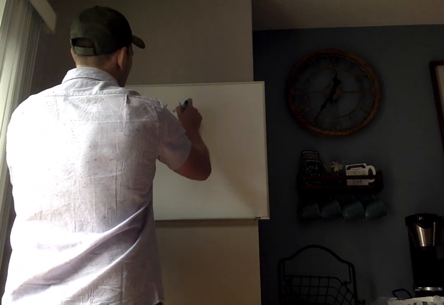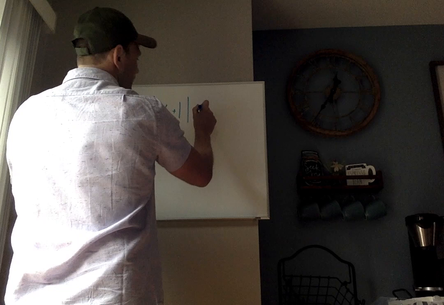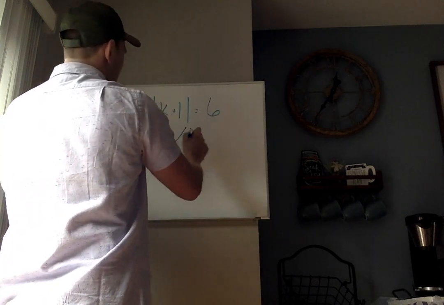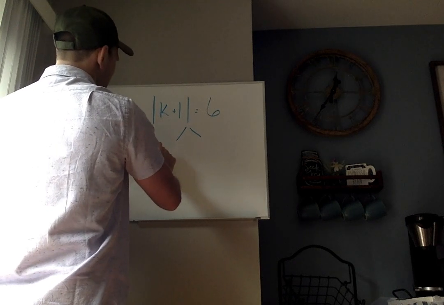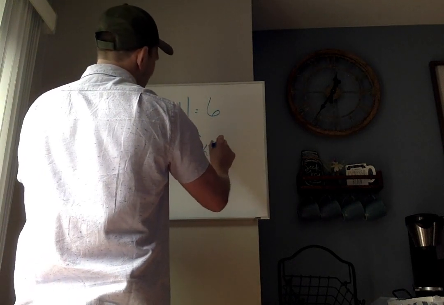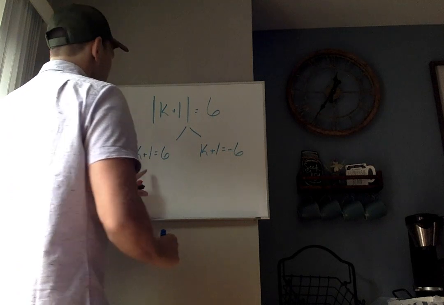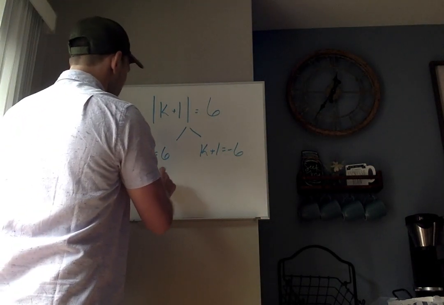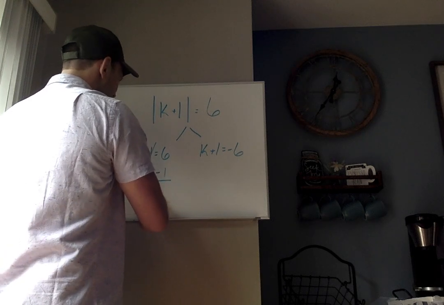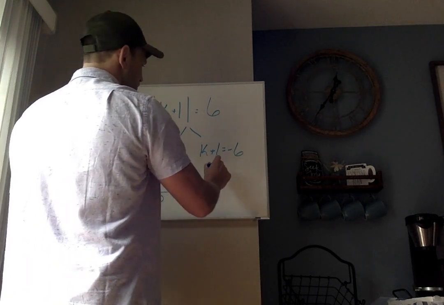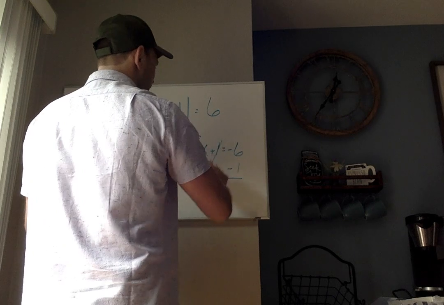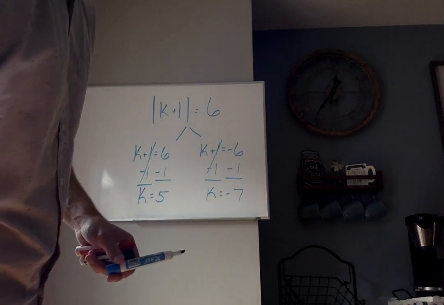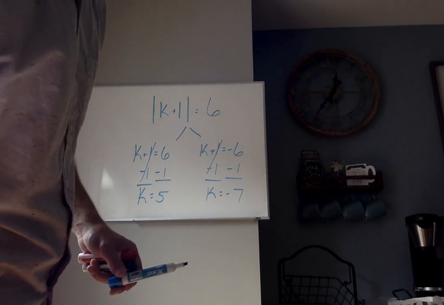We have the absolute value of k plus 1 equals 6. Now we're going to break this apart. We have k plus 1 equals 6, and k plus 1 equals negative 6. Now I have to solve these one-step equations. I'm going to subtract 1 from both sides here, and I have k equals 5. I'm going to subtract 1 here, and I also have k equals negative 7. So again, I have two answers, 5 and negative 7.